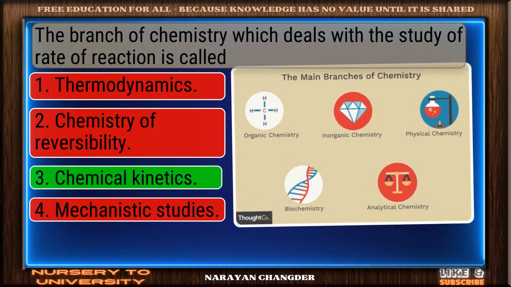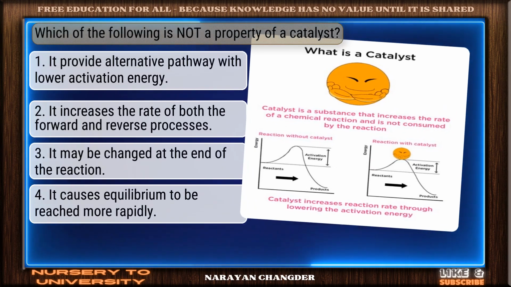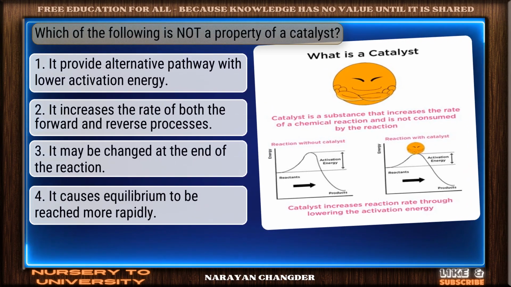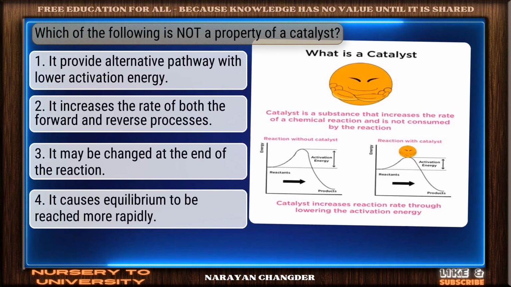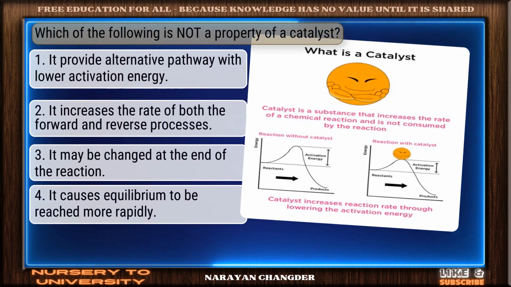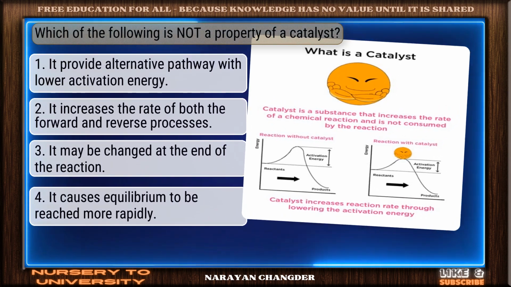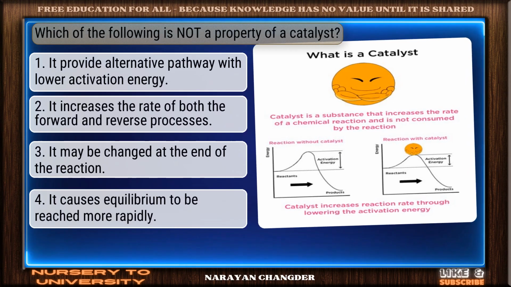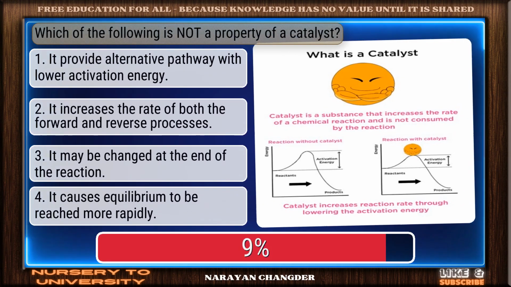Perfect choice, chemical kinetics. Which of the following is not a property of a catalyst? Option 1, it provides an alternative pathway with lower activation energy. Option 2, it increases the rate of both the forward and reverse processes. Option 3, it may be changed at the end of the reaction. Option 4, it causes equilibrium to be reached more rapidly.